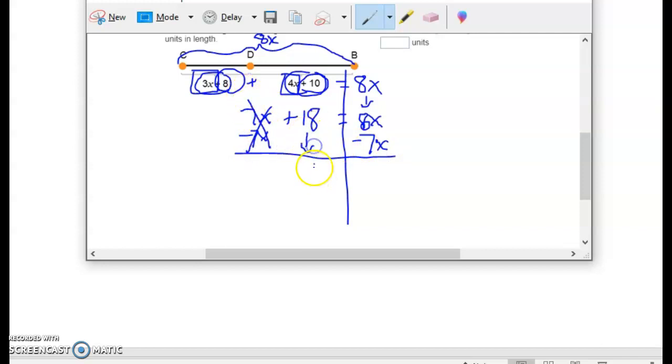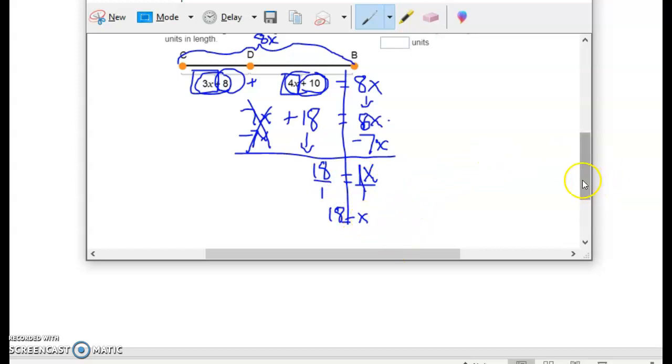I can bring the 18 straight down. And 8x's minus 7x's would give me 1x. It doesn't matter if you put the 1 there or not. You can just write an x or you can put a 1x. Then I want to solve for x, and this already says that 1x equals 18, but if you felt like dividing by 1, you can do that. It's not going to change it. x is going to equal 18.